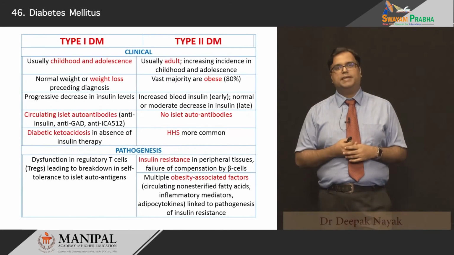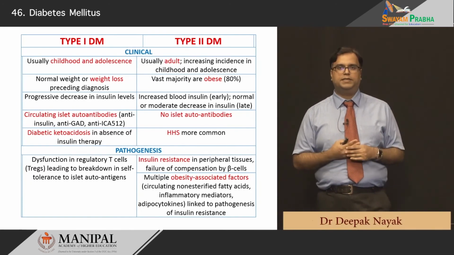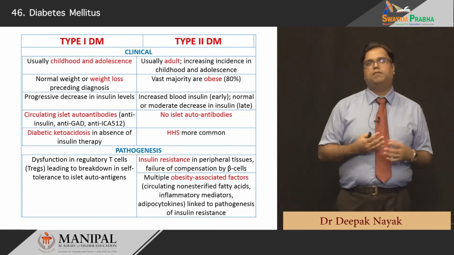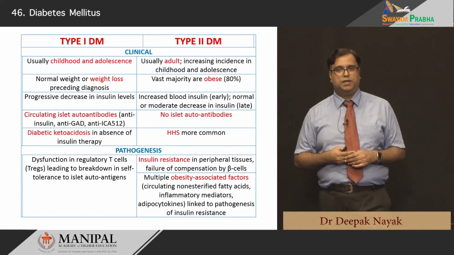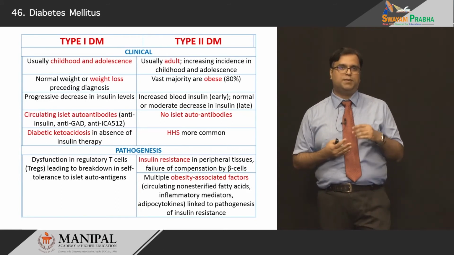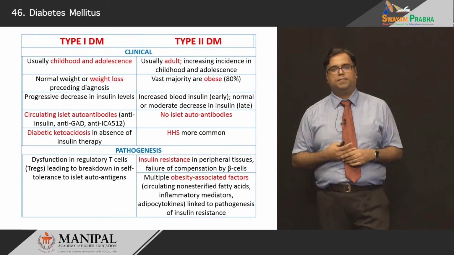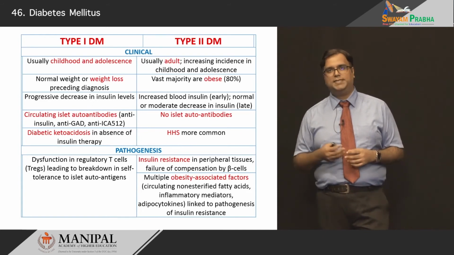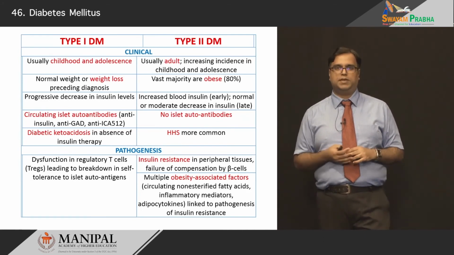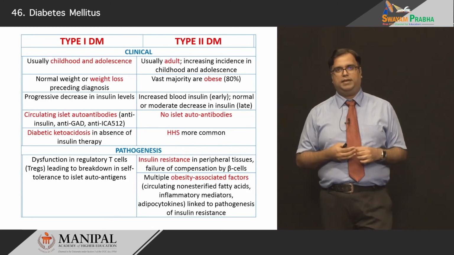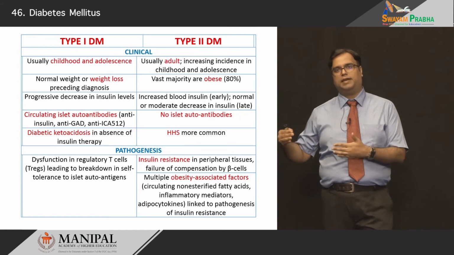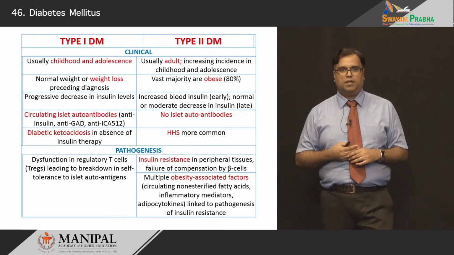So just to summarize some of the salient differences as we understand between type 1 and type 2. Normally type 1 you will see in childhood and adolescence as compared to adults in the case of type 2. But you will tend to see more of these in childhood as well because of abnormal food habits. Weight loss is certainly a feature of type 1 compared to type 2, where you tend to see more obesity. A circulating pool of autoantibodies is a feature of type 1 as opposed to type 2, where you don't tend to find them. Insulin levels: absolute lack in type 1, whereas a relative lack and a gradual decline in type 2.